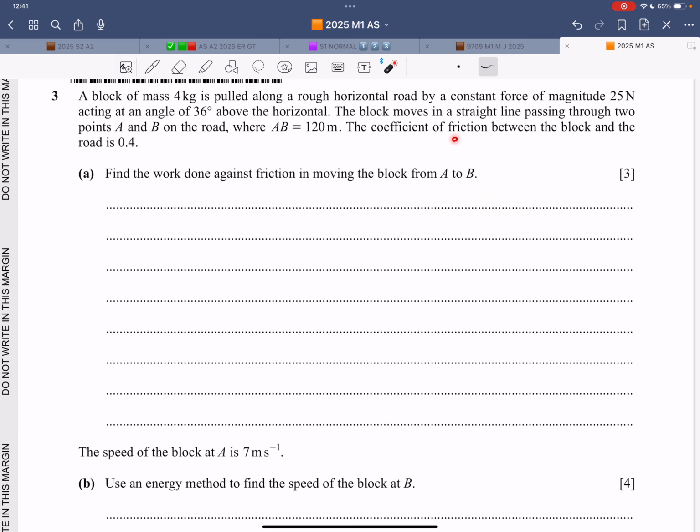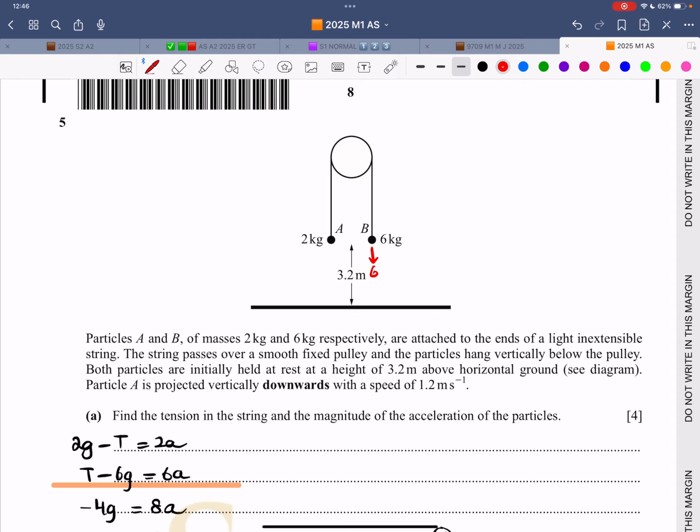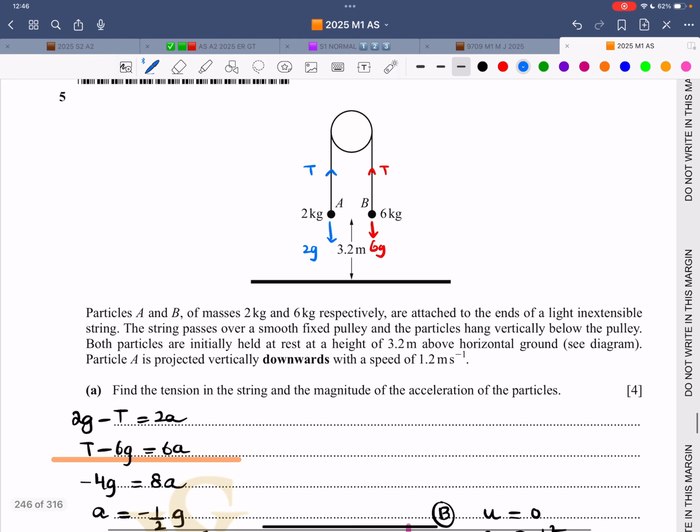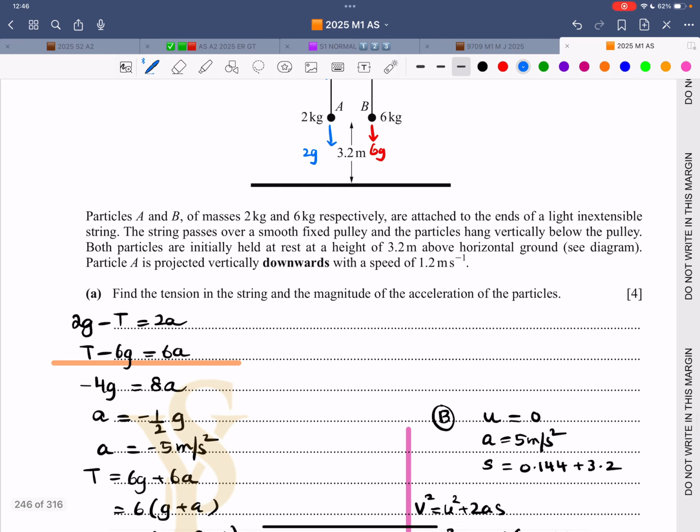Now it says particles A and B of masses 2 kg and 6 kg. Now make a habit of drawing some things over here, the force diagram. This is 6G, this is tension, this is the same rope, same string, that's the tension, that is 2G. And now what is happening, let's have a look. I haven't labeled the acceleration as yet.